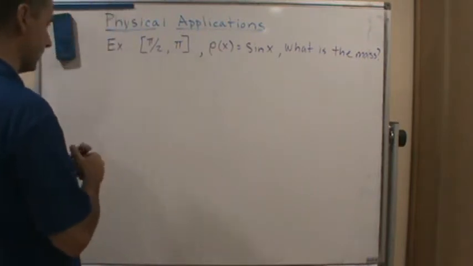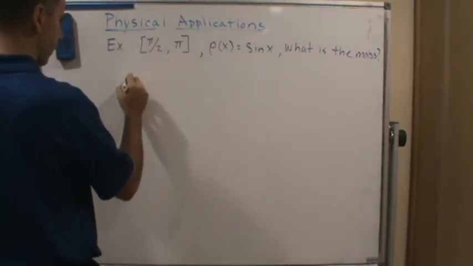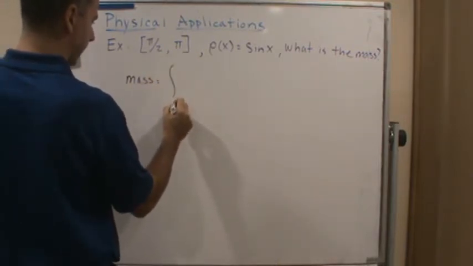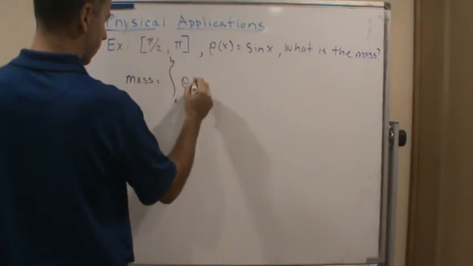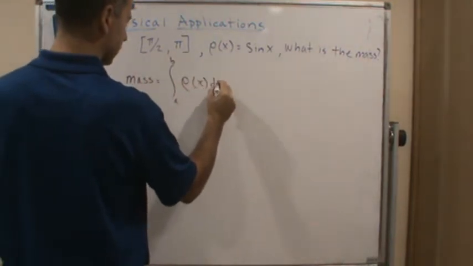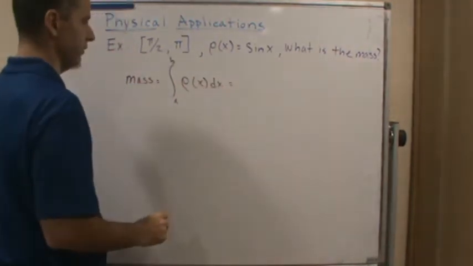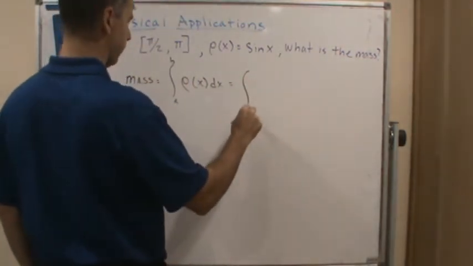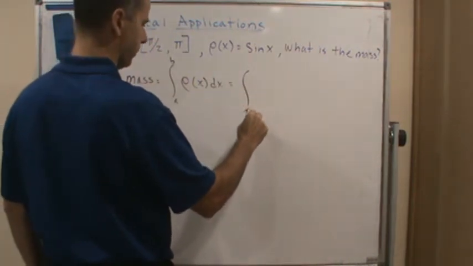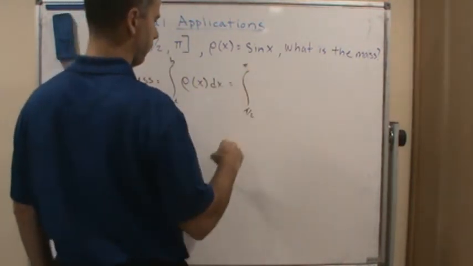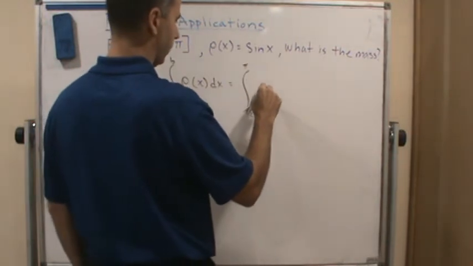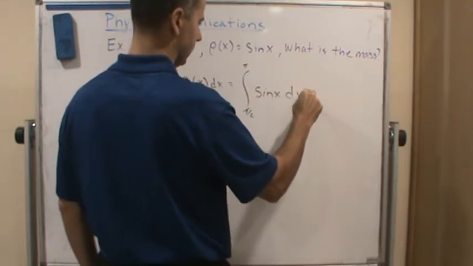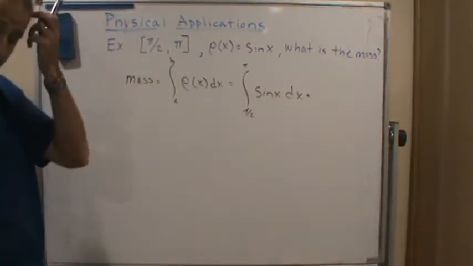So let's set it up. The mass is going to equal the integral from a to b of rho of x dx. All we're going to do is just integrate. So let's substitute and integrate. We're going to do from pi over 2 to pi of sine x dx. So now all we have to do is integrate, right?